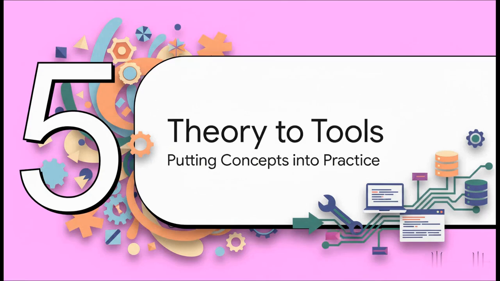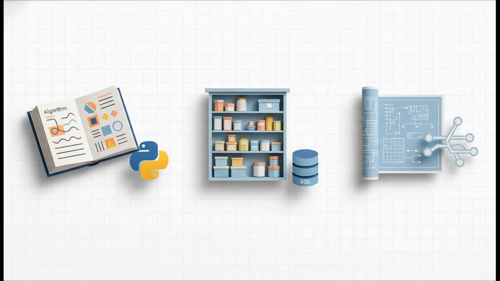Okay, so that's a lot of theory. We've covered algorithms, data structures, and design patterns. So the big question is, how do these ideas actually connect to the real-world tools that developers are using every single day? Well, it's pretty straightforward. Developers use programming languages like Python to write out the actual instructions for their recipes, their algorithms. They use databases and languages like SQL to build and manage their pantries. Those are the data structures. And they use version control systems like Git to manage their blueprints, which lets them track every change and collaborate on the overall design.